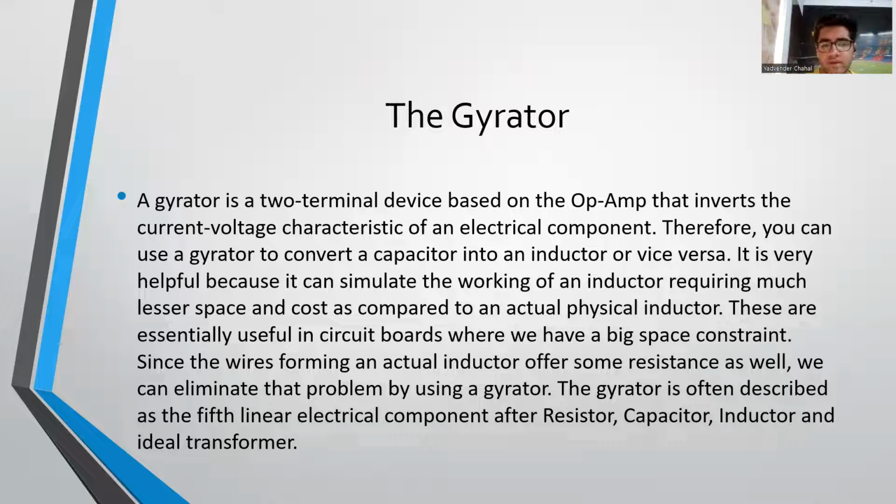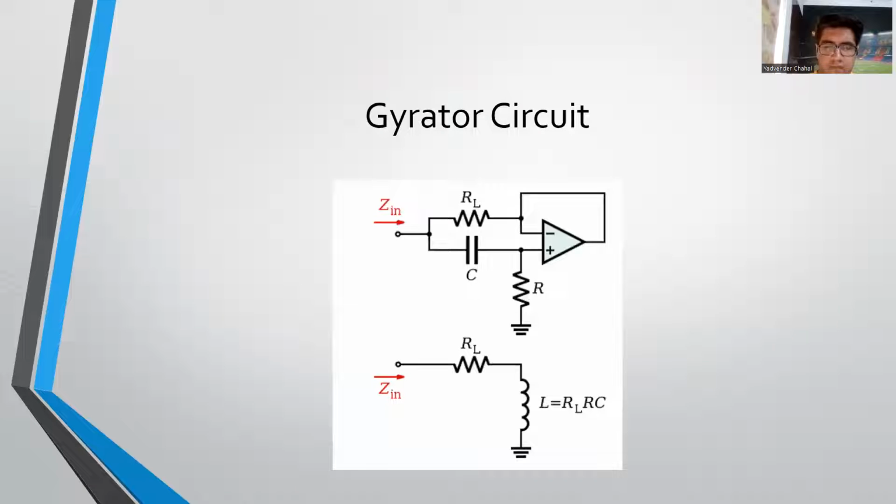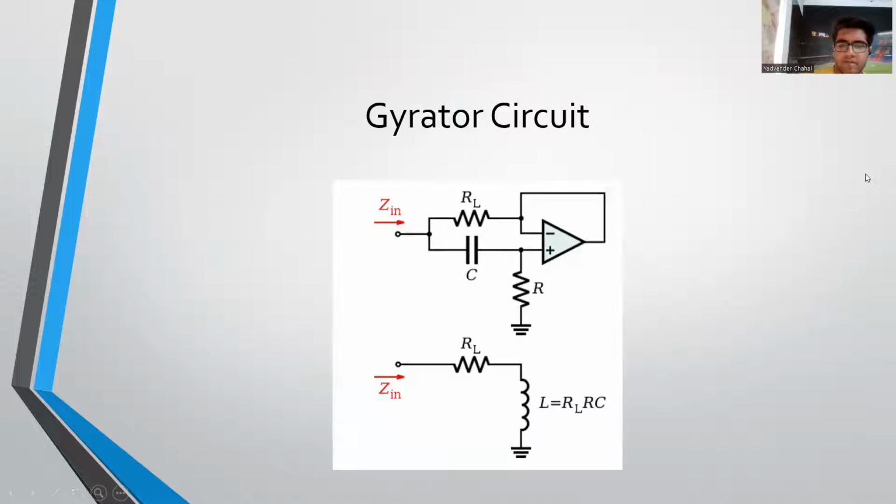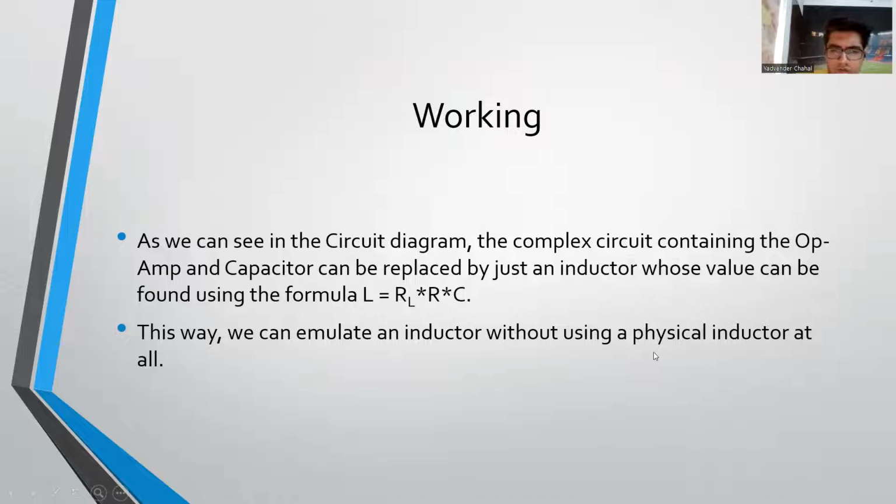The gyrator is often described as a fifth linear electrical component after resistor, capacitor, inductor, and transformer. Now, this is how the gyrator circuit looks. The upper half is the design of a gyrator circuit, and the lower half represents the equivalent circuit that can be used to replace the gyrator circuit. As you can see in the circuit diagram, the complex circuit containing the op-amp and capacitor can be replaced just by this inductor here. The inductance is given by the formula RL times R times C. This way we can emulate an inductor without using a physical inductor at all.